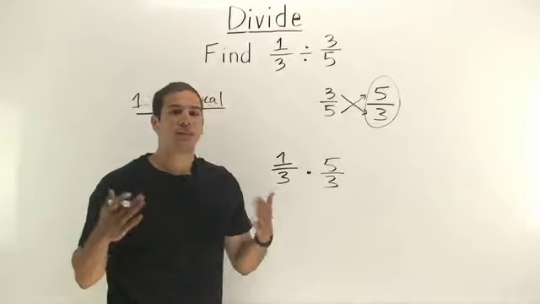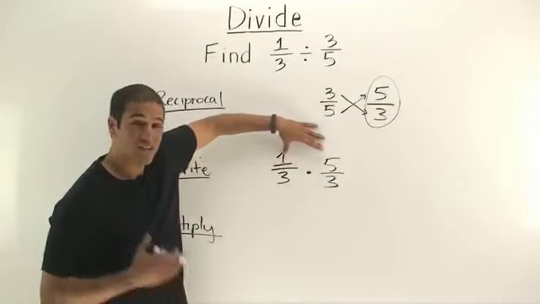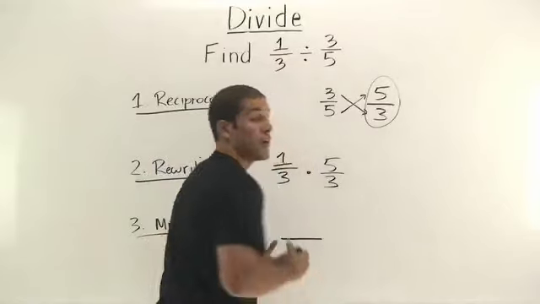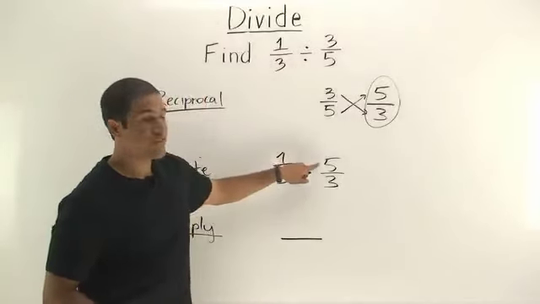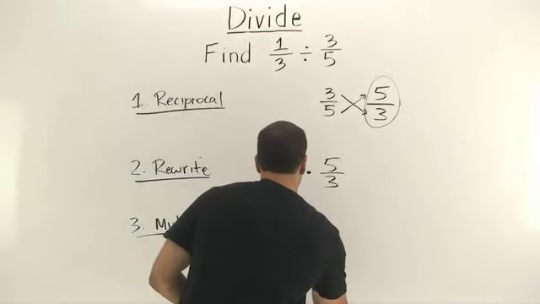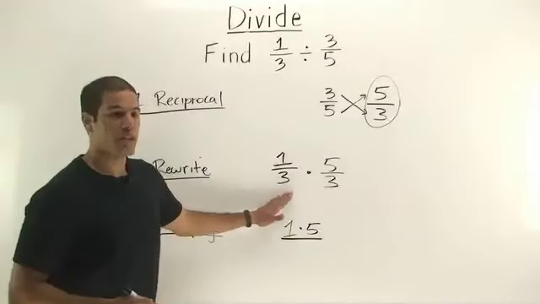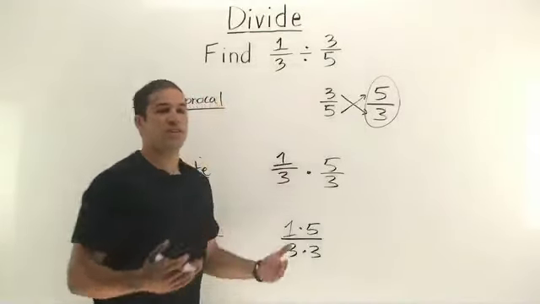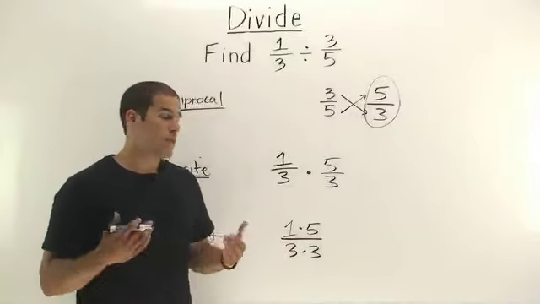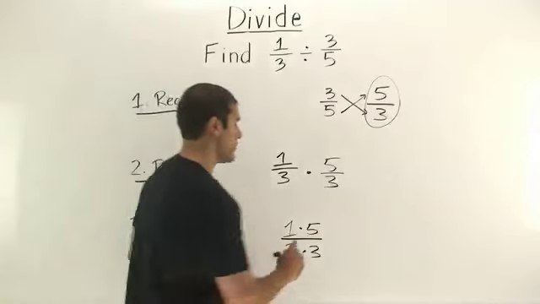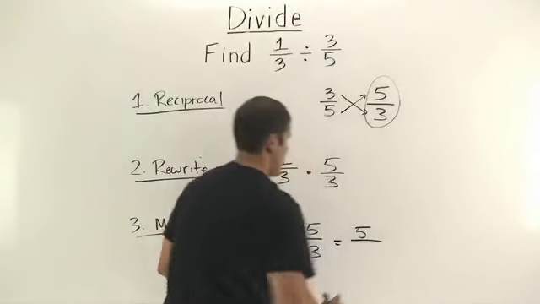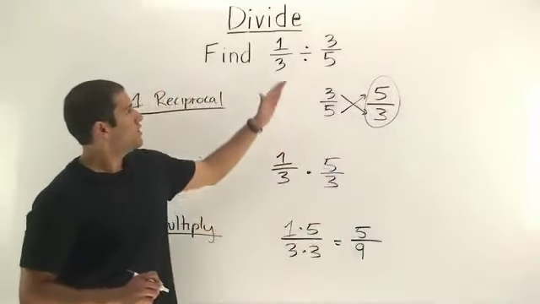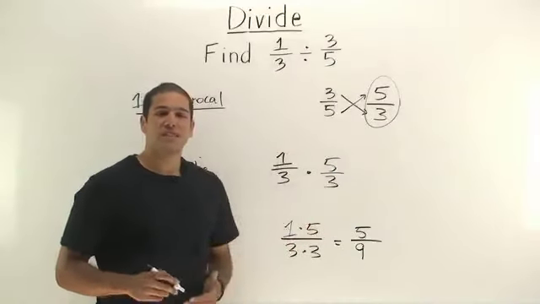And anytime we're multiplying two fractions, we can simply take the product of our numerators and put it over the product of our denominators. So our answer is going to be a fraction as well. We have a 1 times a 5 in the numerator, and in our denominator we'll have a 3 times a 3. Now we just have some simple multiplication we need to finish up so we can simplify. 1 times 5 in the numerator is equal to 5. And then 3 times 3 in the denominator is equal to 9. So we just found that 1/3 divided by 3/5 is equal to 5/9.